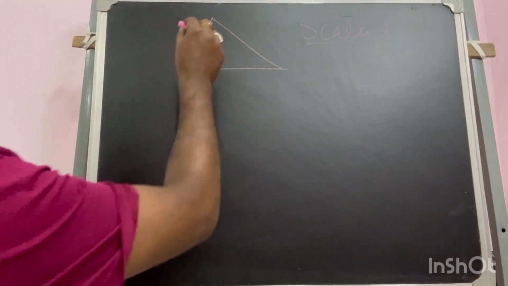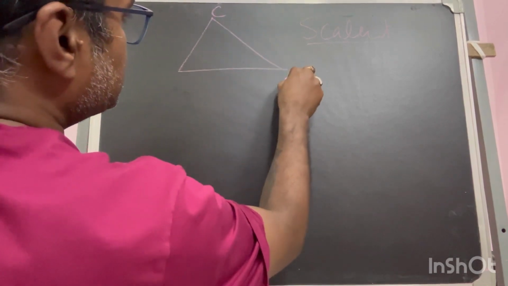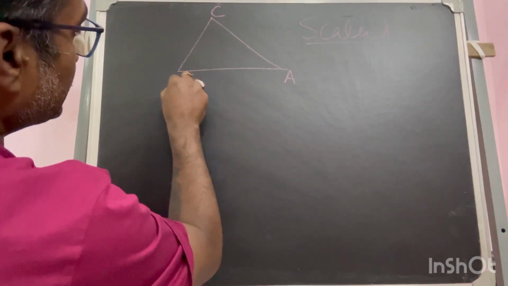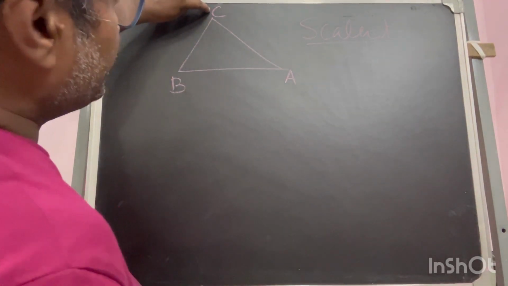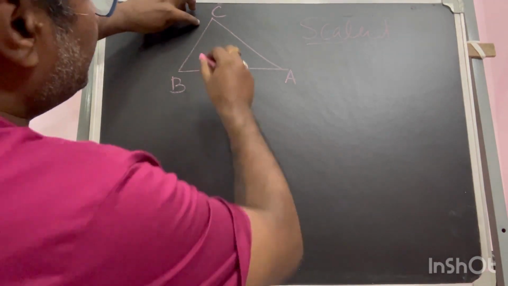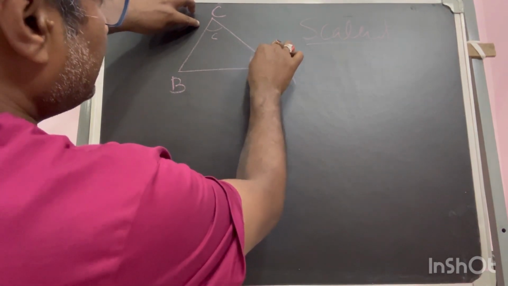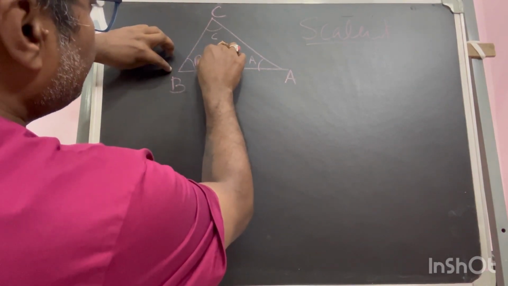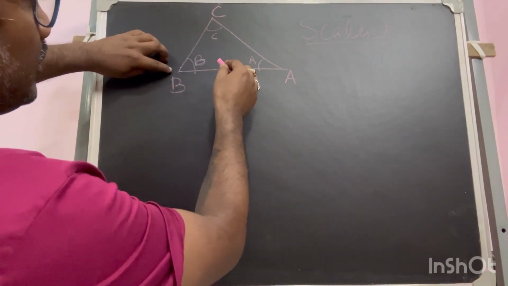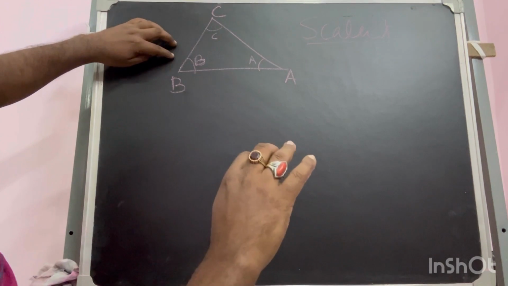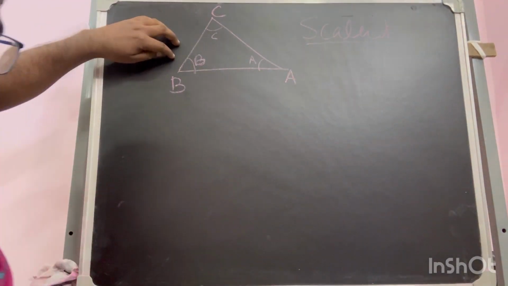So if I consider any generalized form, this is C, this is A, and this is B, and I wish to describe this C, that vertex C will represent angle C here, vertex A will represent angle A here, and B will represent angle B here, and the side which is opposite to the angle will be represented with the smaller letter of the same angle.